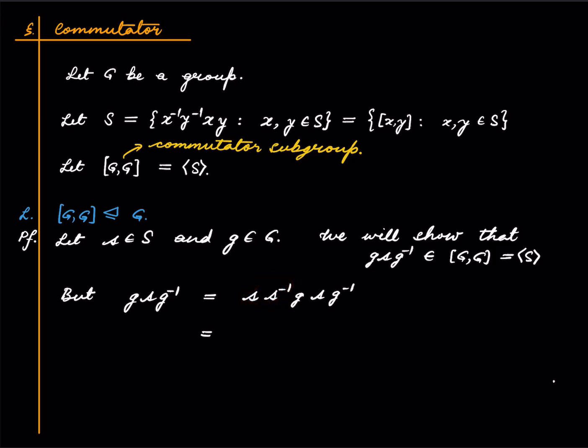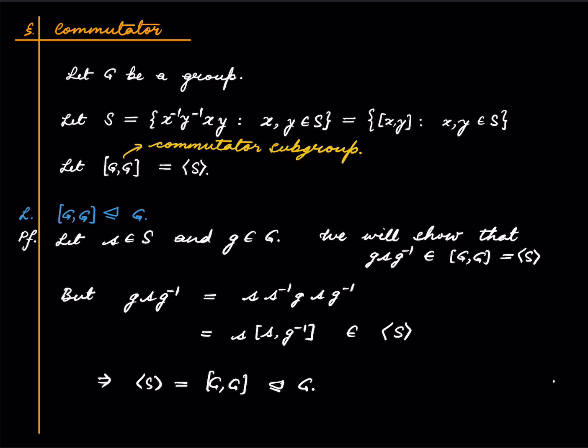But this is equal to little s times the bracket of s and g inverse, right? That's the definition of the bracket. And this of course lies in the subgroup generated by S. Why? Because this is already in the subgroup generated by S because it is already in S. And this is also in the subgroup generated by S because this is a commutator. S is all commutators, and hence this is in S, and hence in the subgroup generated by S. So if these two things are in the subgroup generated by S, their product is also in the subgroup generated by S. So that's it. And this implies normality of the commutator subgroup by the previous lemma.